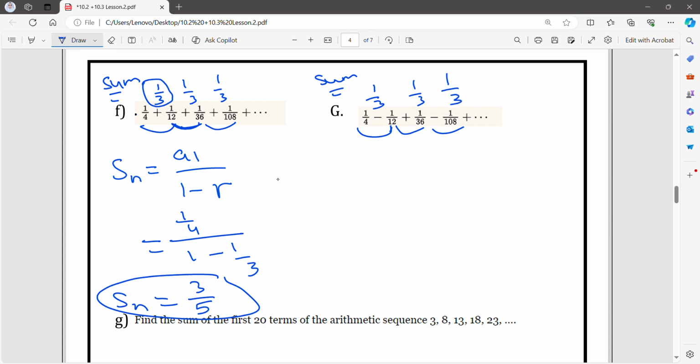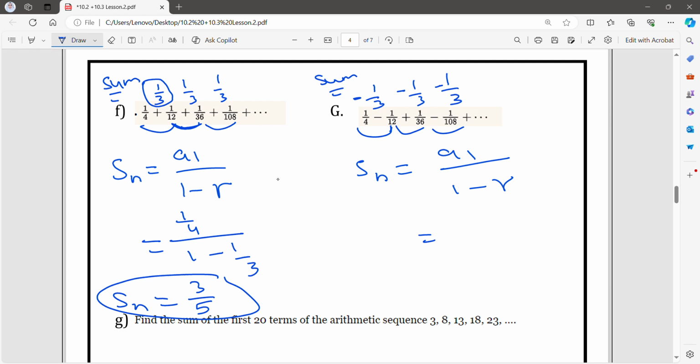Here 1 over 3, and r is less than 1. It means we can find the sum, and the formula will be S equals a1 over 1 minus r. Replace the values and you can find the sum. But in this case, r is not 1 over 3, it's negative 1 over 3. You can check: negative 1 over 12 divided by 1 over 4.